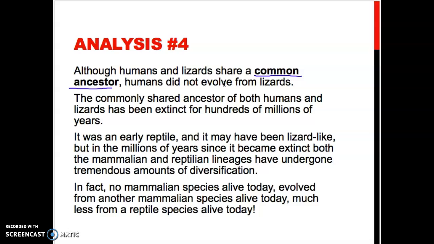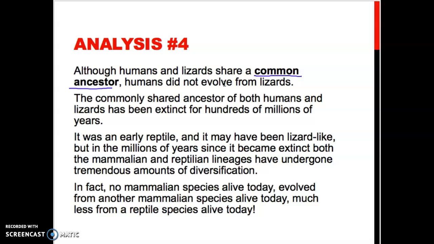So if you can imagine a tree and the base of the tree is the common ancestor, lizards went one way, right? They are on that reptile branch. Humans are on the mammal branch, and we went a completely different way. So although we have a lot of things in common with them, we share some DNA the same, probably somewhere around, I would have to look up the number, but my guess would be 60, 70% the same, but there's still quite a bit of differences there.